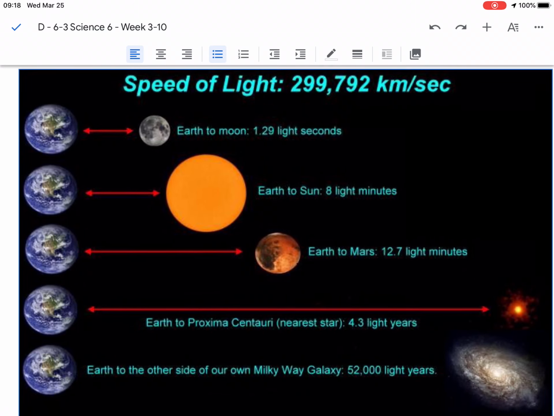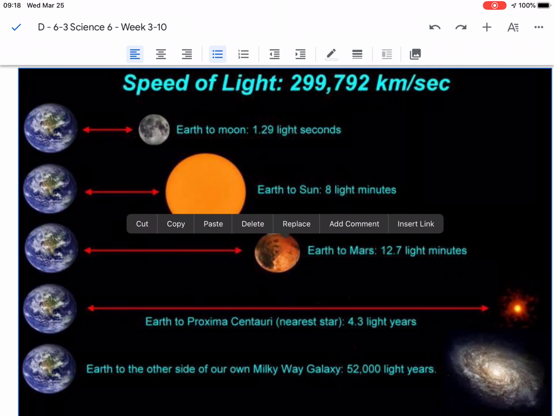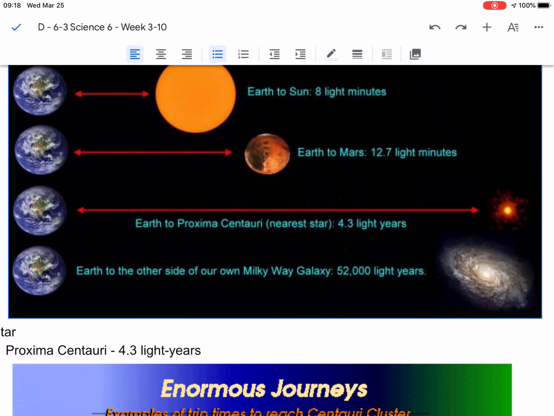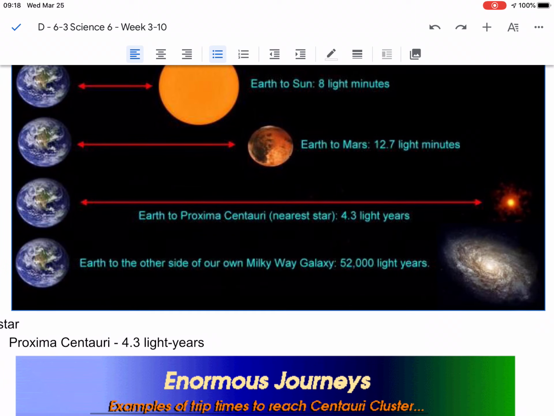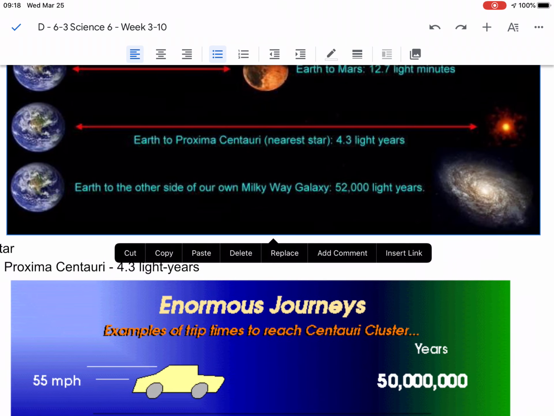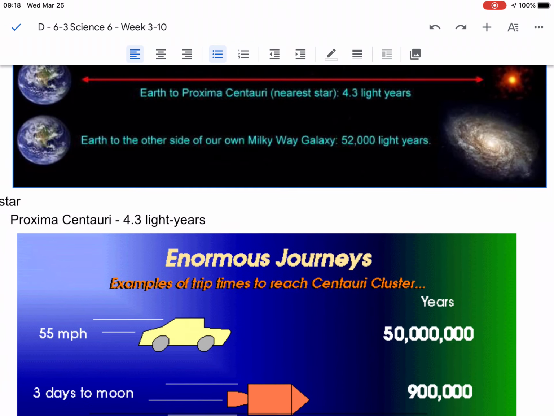Here's an idea to give you some idea about the speed of light. We did that. Earth to the moon, about 8 seconds. The Earth to Mars, 12.7 light minutes. To our closest star, 4.3 light years. To the edge of our galaxy, 52,000 light years.